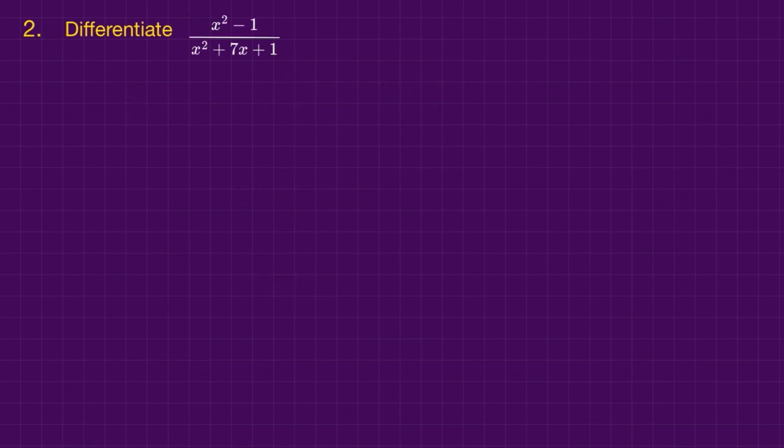Next, question number 2. Differentiate x square minus 1 over x square plus 7x plus 1. So let me use the quotient rule here. My numerator is x square minus 1 and the denominator is x square plus 7x plus 1. According to the quotient rule, let me write the denominator first. So it will be x square plus 7x plus 1.